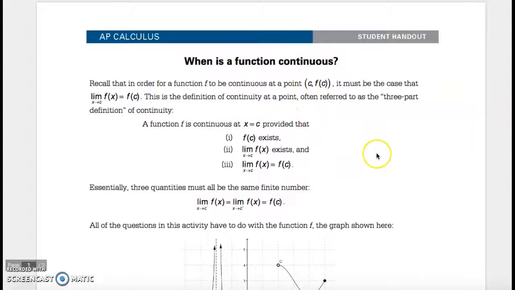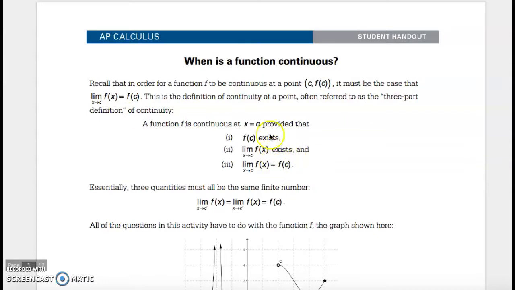All right, so today we're going to again try to finalize a little bit of understanding of when a function is continuous. Recall that in order for a function f to be continuous at a point, the limit of that function as x approaches that value must actually equal the function at that value. It's often referred to as the three-part definition or three-part checklist of continuity.